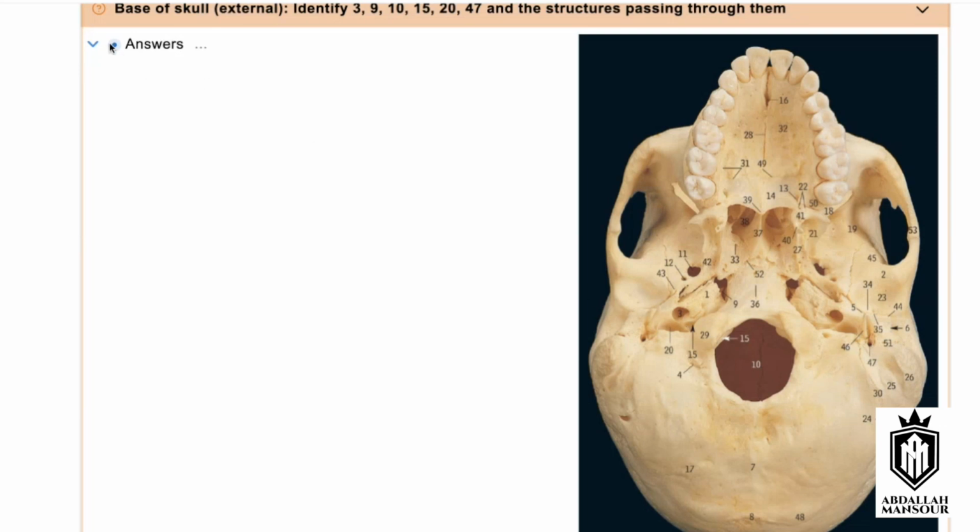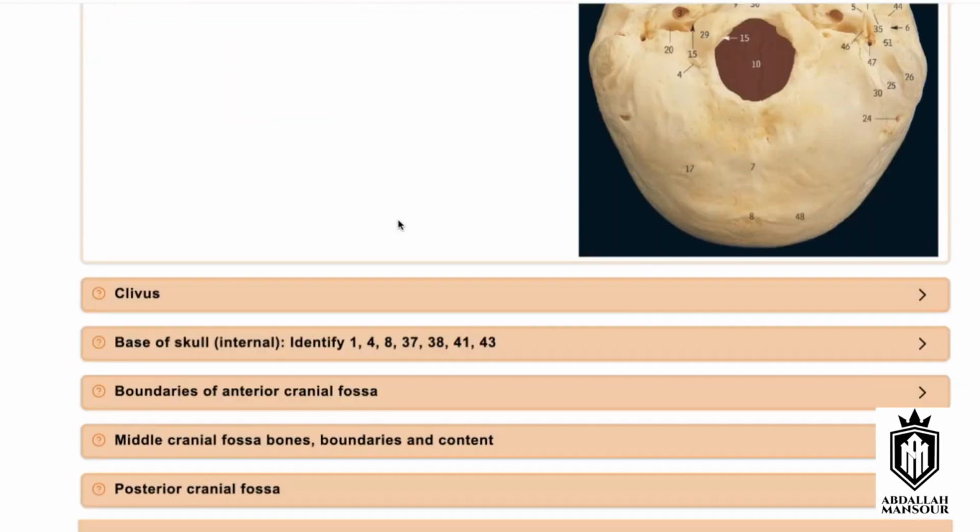Okay. So you just need to specify which side of the body you are talking about. So number 3, that is the left carotid canal. It's actually the right carotid canal. Oh, okay, it's the opposite. Yeah, okay, fine. It's the right carotid canal. Yeah, that's fine. All right.